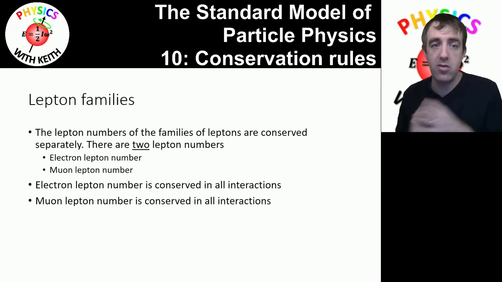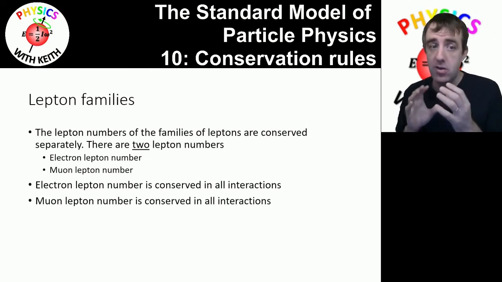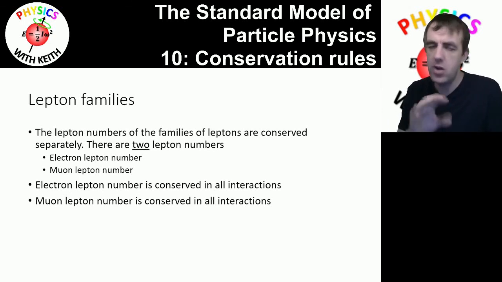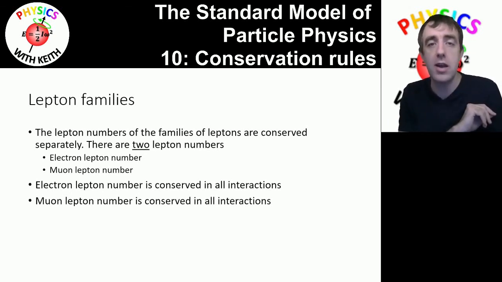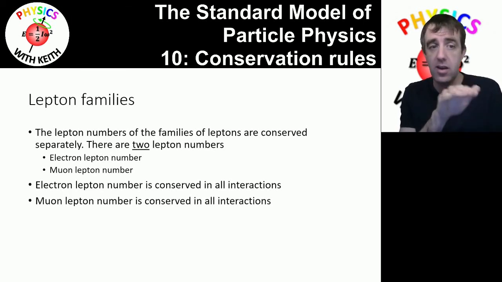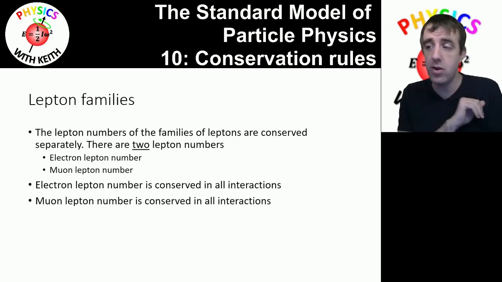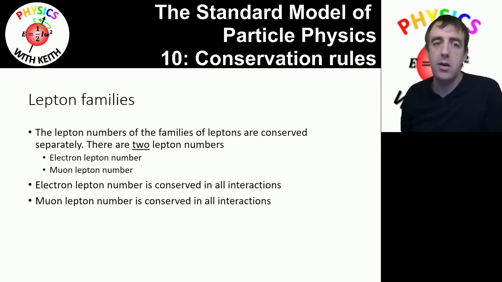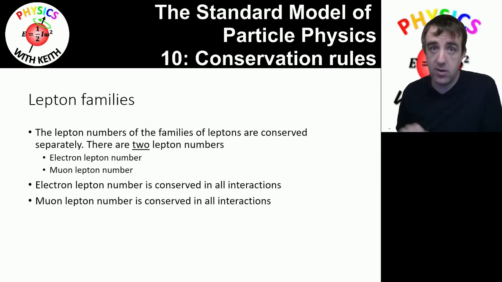The first generation of leptons, the lepton number is conserved separately to the second generation, which is conserved separately to the third generation. You don't have to worry about third generation in your A level, although it's no more complicated. But the first generations, the electron generation and the muon generation. So electron lepton number is conserved independently of the muon lepton number. And these lepton numbers are always conserved.